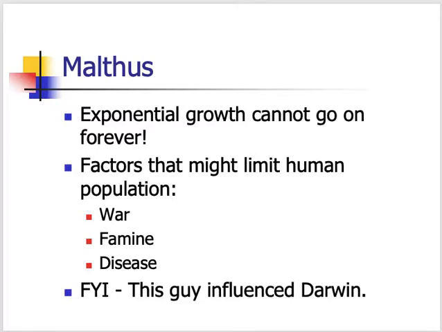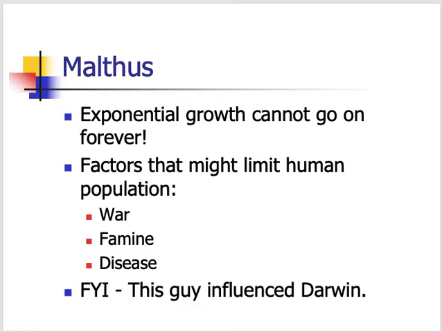But he identified three major factors that might limit human population: things like war, things like famine, and things like disease. And if you think about those three factors, they do tend to preferentially impact his peasant class, as he referred to it, versus the aristocracy at the time when he lived.